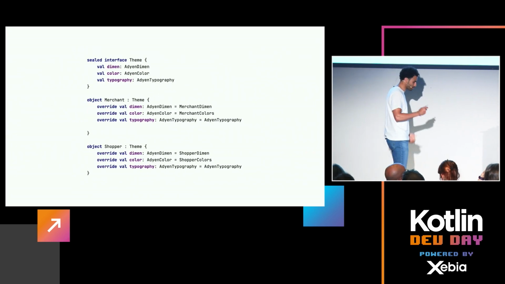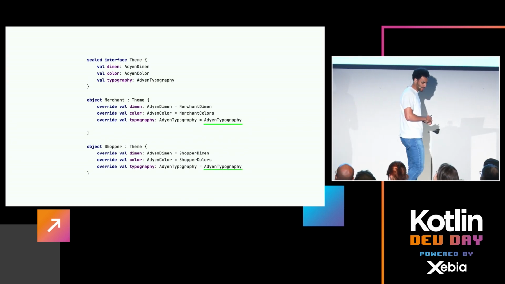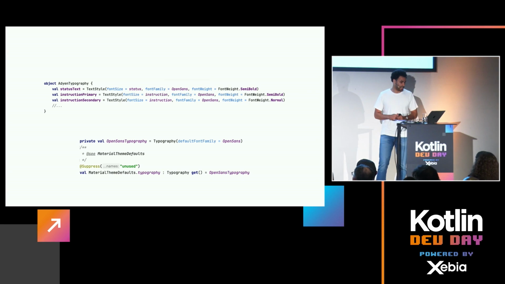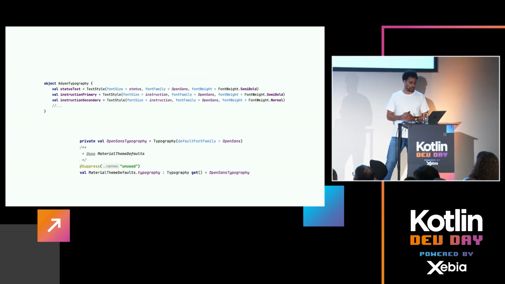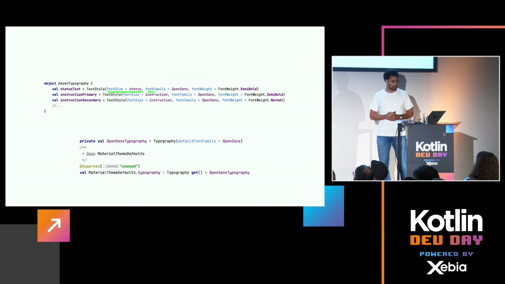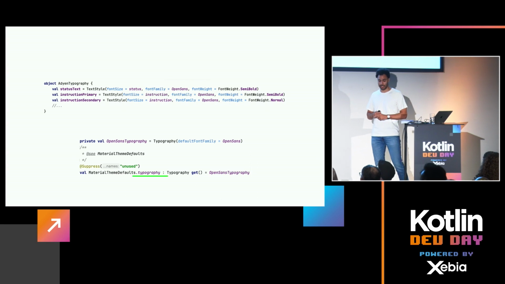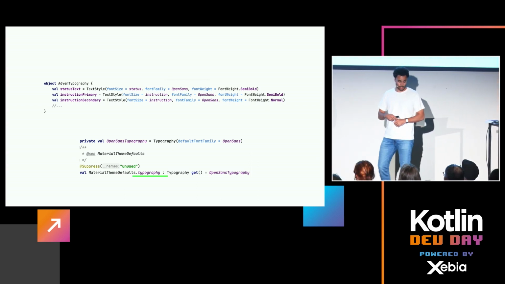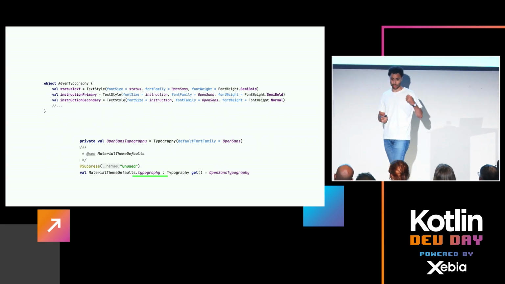Okay? Back to this theme interface, we want to dive into Agend typography. And with Agend typography, again, I've redacted it a little bit. So we've got status text, instruction primary, and instruction secondary. The couple of values that are set inside of here are, again, also private to this class. So we're only exposing the Agend typography object. And also what's quite nice here, note that we're adding another extension property to the materials theme defaults. But if you look at the value that it's accessing, it's also private to this class.